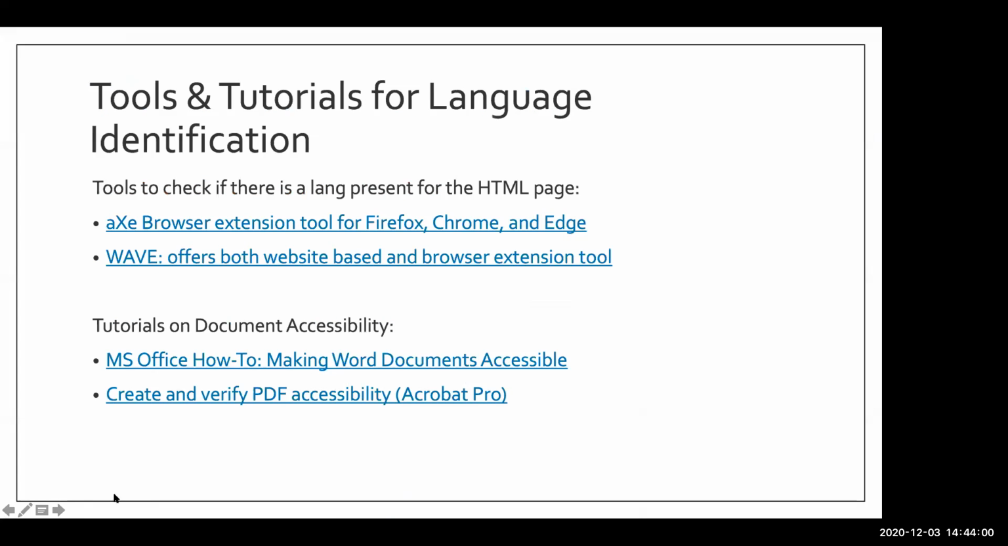So because this is one of the crucial things, on the next slide, we've got tools and tutorials for language identification. In the resources, we've got tons of additional articles for reading up more on how to implement this and the ramifications. But again, we've included those browser extensions that will flag if that is missing, as well as the particular pages for understanding how to add this in Word and PDF.